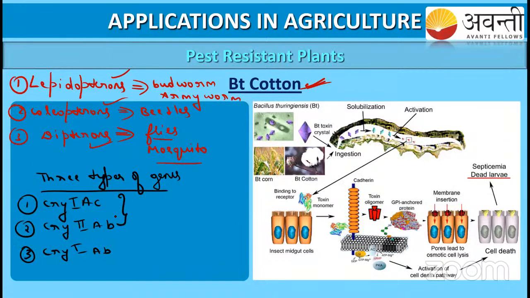We will use Cry1AC and Cry2AB for the cotton bollworm, and Cry1AB we will use for the corn borer. So these three genes you have to remember, students. Cry1AC and Cry2AB are for the cotton plant, and if we want pest resistance in the corn, we will use the Cry1AB gene. In cotton we can insert Cry1AC, or we can insert Cry2AB.